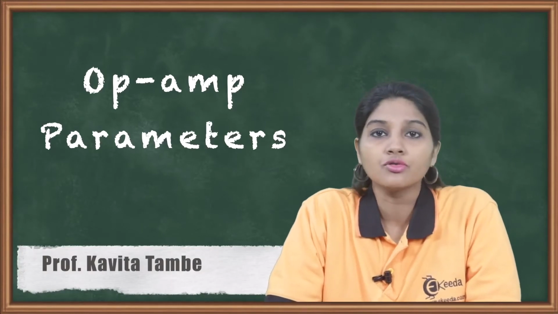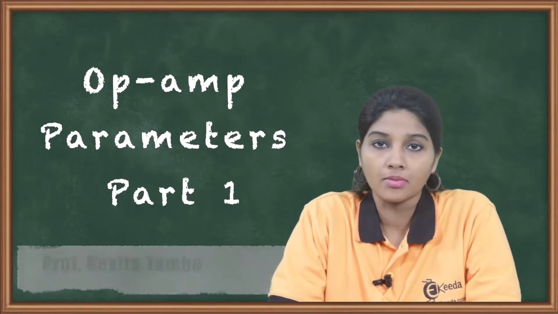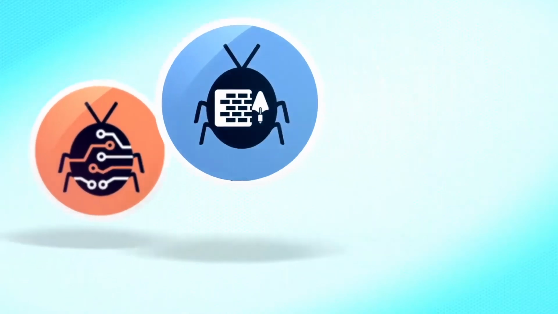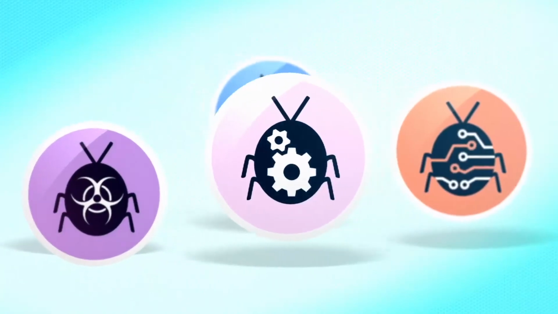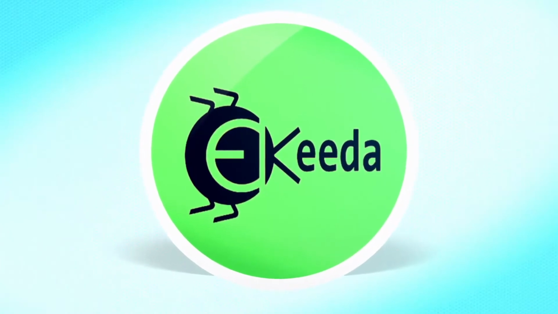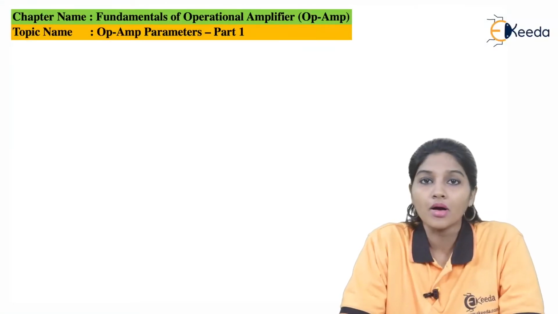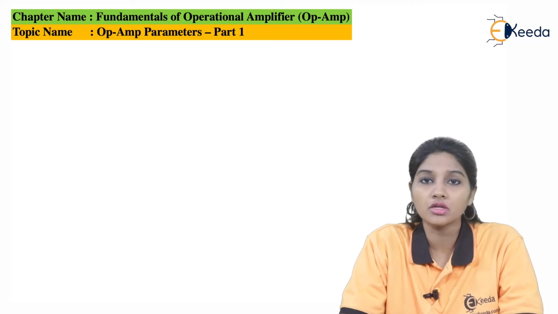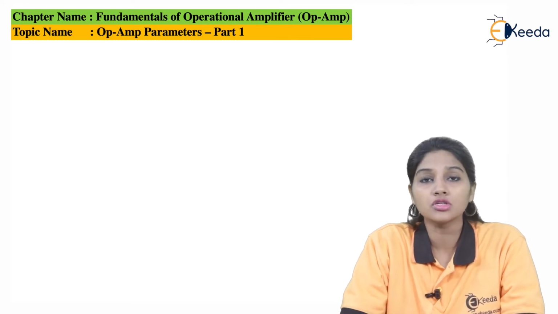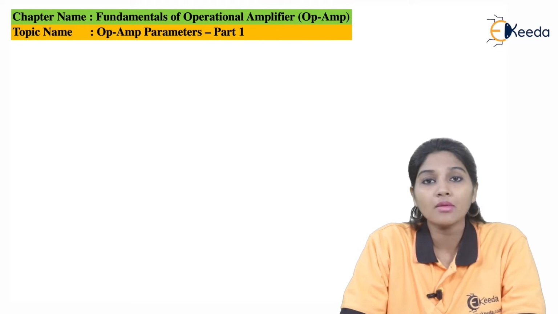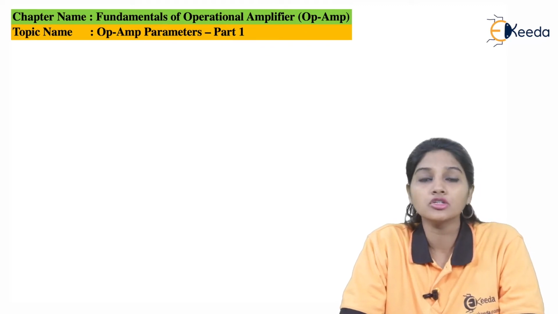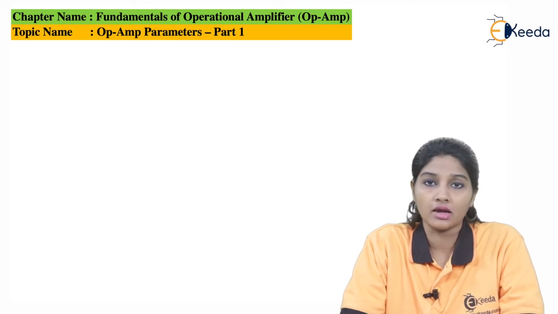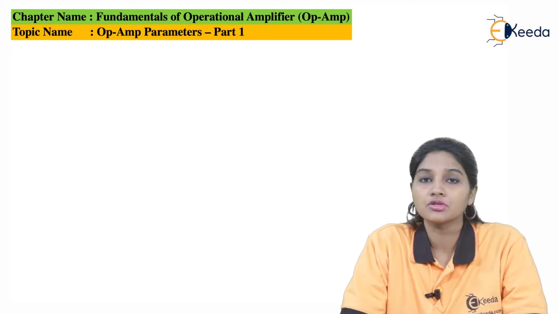Hello friends, in today's video we are going to see various parameters of op-amp. The parameters or characteristics of op-amp are important from design point of view, depending upon the application. Because on the basis of these parameters, we can compare the various op-amp ICs and select the suitable IC for the desired application. The parameters or characteristics of op-amp are divided into two types: AC parameters or AC characteristics, and DC parameters or DC characteristics. Now let's see these parameters one by one.